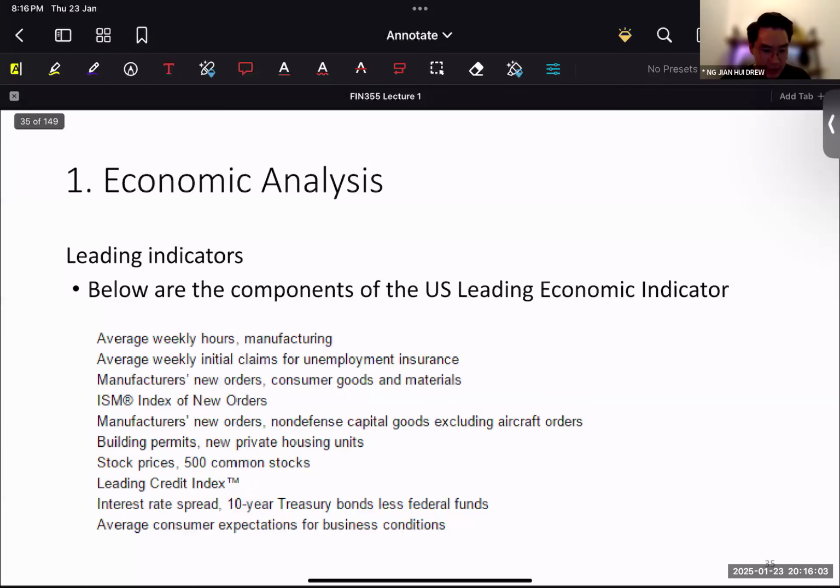Where is it here? Consumer expectation of the business. This is kind of equivalent to your CPI, and it gives you a good indication of where the market is going. Of course, there are many other leading indicators as well.